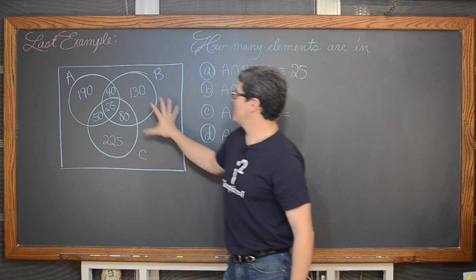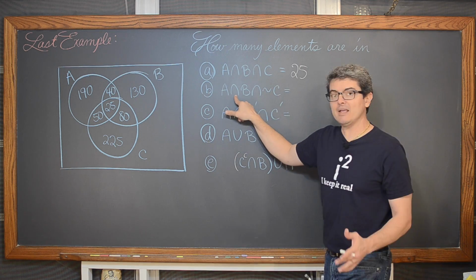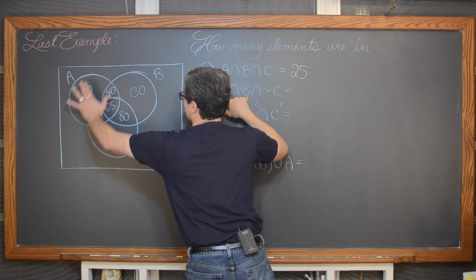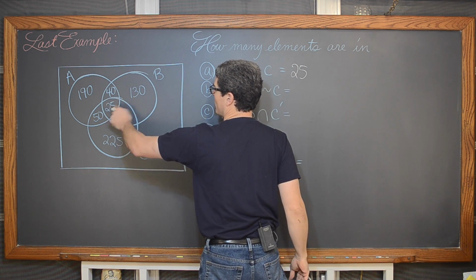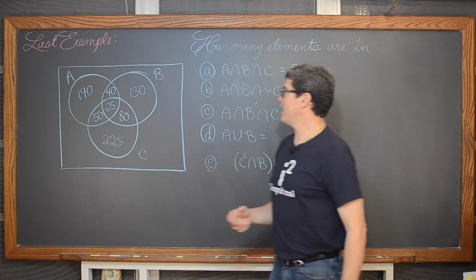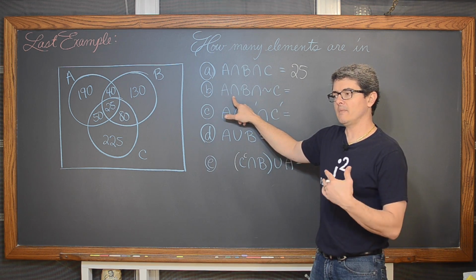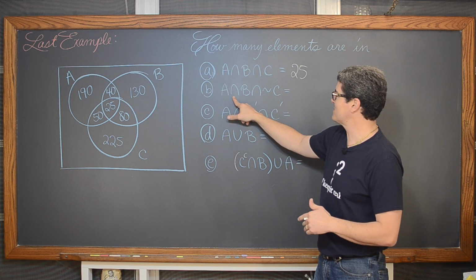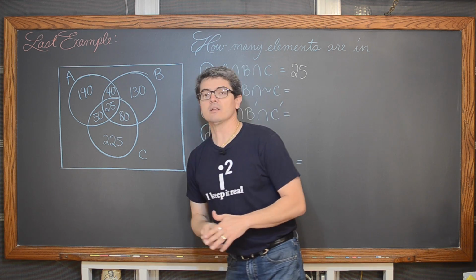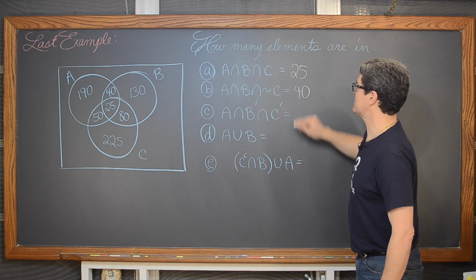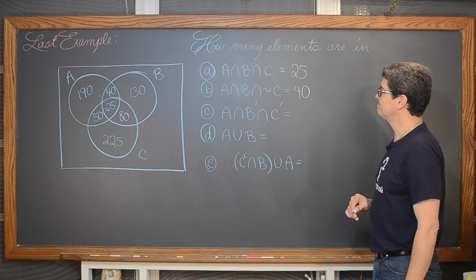Okay, so here's A and B, and I want the elements that are in A and B. I started moving my hand over all of this, but it's not or, it's and. So that's again going to be the overlap. So 40 and 45, that's the number of elements that are in both A and B, as this intersection notation is asking for. But and not in C means that I don't want to include this 25, so the answer is 40. There's 40 elements that are in set A and in set B and not in C.